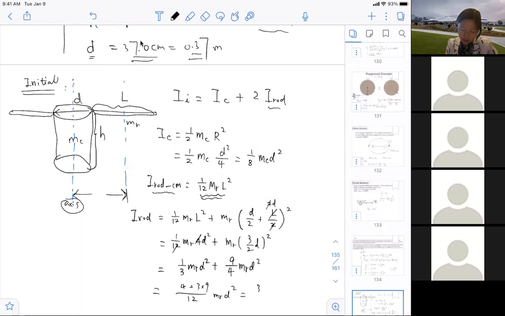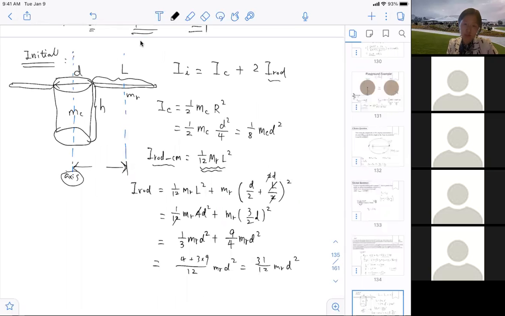So that becomes 31/12 mRd squared. Okay, I agree that is a lot of calculation, but we just need to be careful and wait for the end when we can cancel everything. So that is for the rod. Okay, so you can see I found the rod. Now I can bring it back to my original equation to find the total rotational inertia.